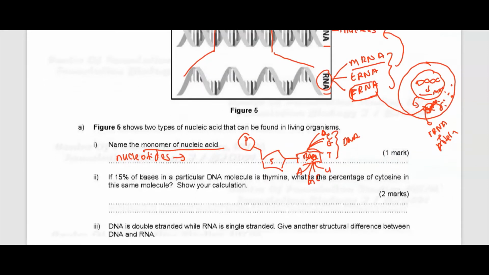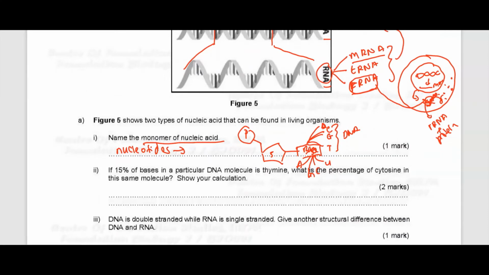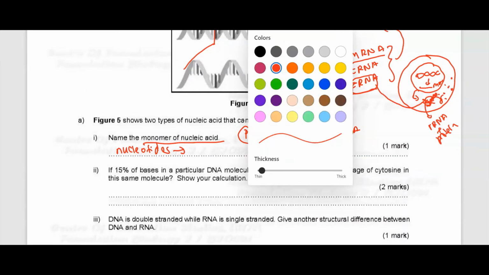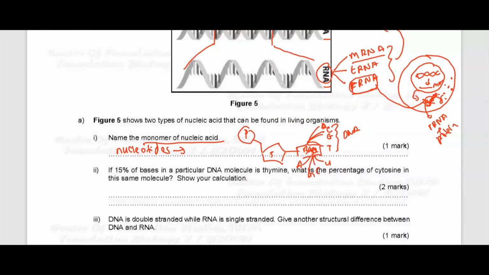Another thing that you have to take note of is that you have to know how to number the carbons. Let's say this is the 5-carbon sugar for ribose. You have oxygen here, and then this is carbon number 1, carbon number 2, carbon number 3, number 4, and number 5. And then at carbon number 3 there is an OH.